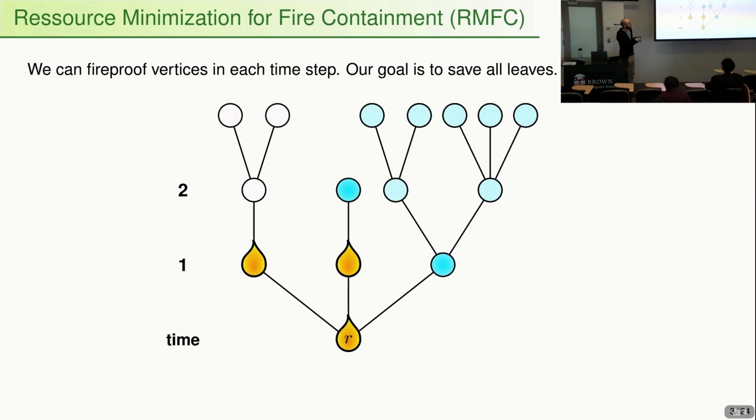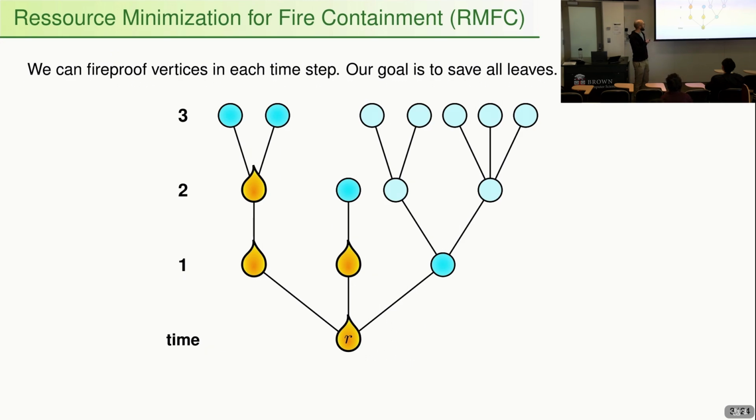In the second time step, we fireproof this one, so the fire just spreads here. In the last time step, we fireproof these 2 vertices, and then the fire cannot spread anymore. In the problem that we study, called resource minimization for fire containment, we would like to protect this given subset of the vertices from the fire. We can always assume that these are the leaves of our tree, because if we would require to protect this vertex from the fire, this would also mean protecting these 3 vertices here, so we can just cut them off and consider the sub-instance.